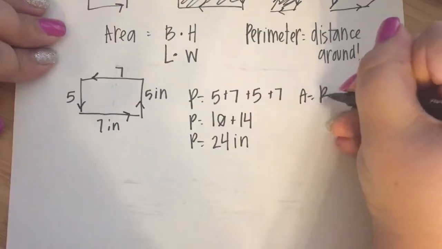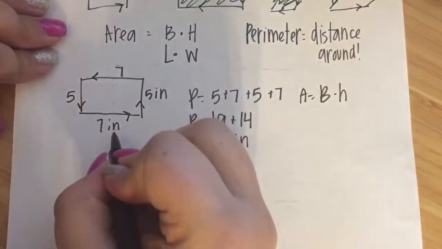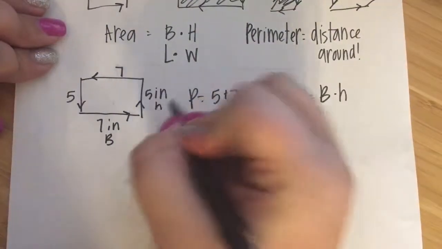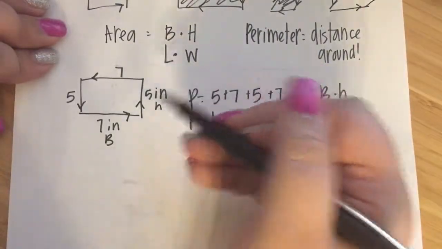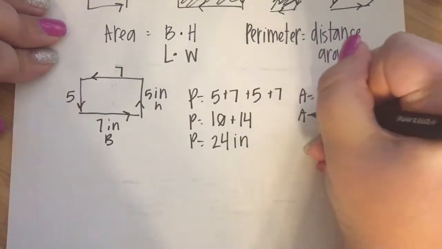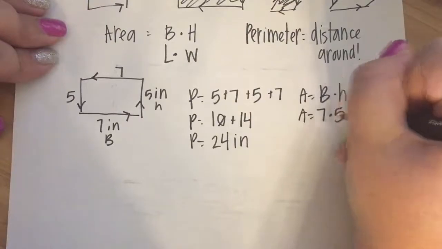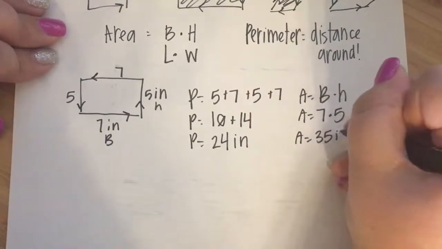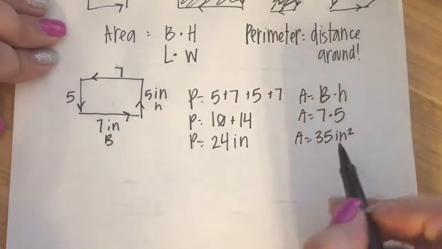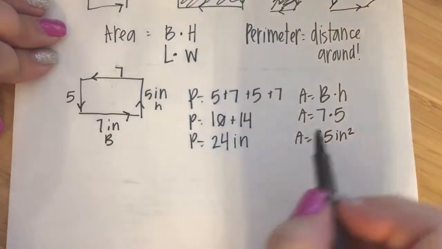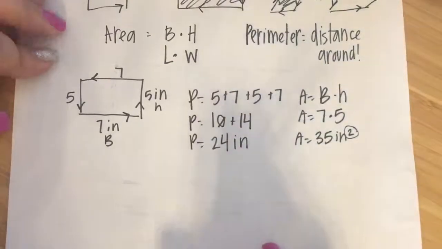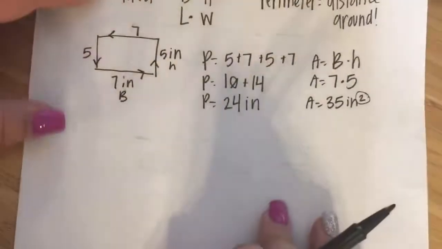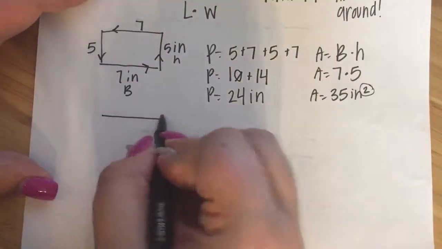Now, if I wanted to find the area, I'm going to use my base multiplied by my height. I'm going to label them. B for base, H for height. So that 7 is my base. It's 7 multiplied by 5, which is equal to 35 inches squared. If I cut that shape into 7 columns and 5 rows, I could count 35 squares. That's how that area works. Think of grid paper just like that.